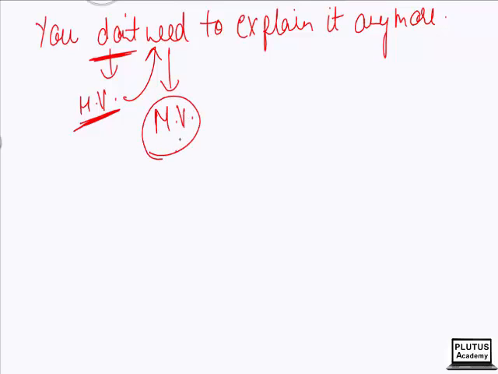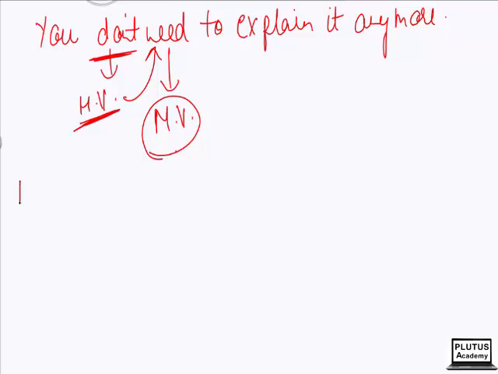You don't need to explain it anymore. See, here in this sentence, not is used with do. So that means don't is the helping verb here. And if don't is the helping verb, then need will be the main verb in this sentence.